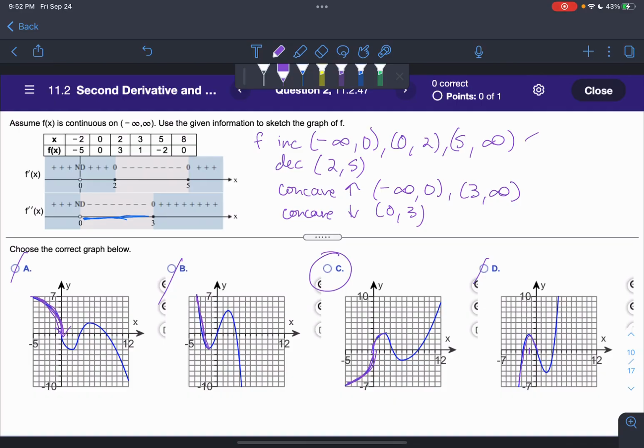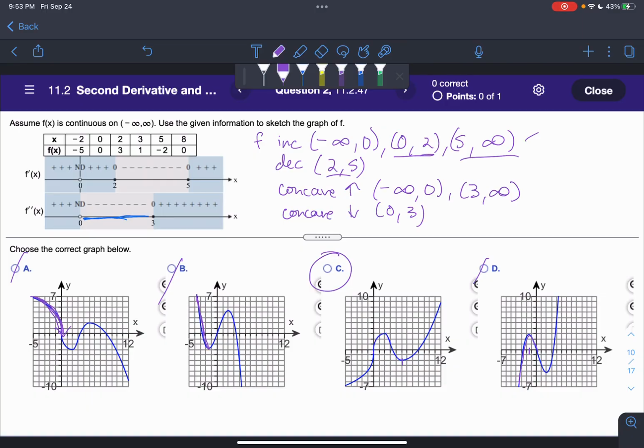Actually, we should also look at 0 to 2. So it is still increasing to 2, which I'd imagine is somewhere there. And then we're decreasing from 2 to 5, which I imagine is this piece. And then we're increasing again. So that matches the description of our increasing and decreasing parts.